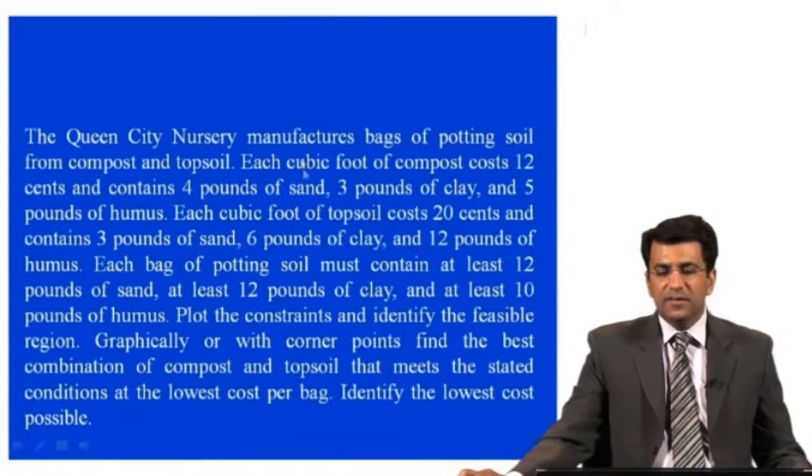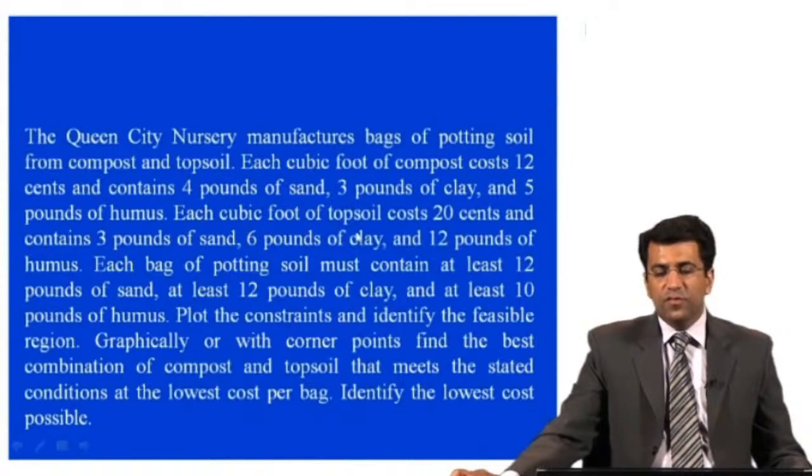Now we have the idea that each cubic foot of composite costs 12 cents, and 12 cents means 0.12, that is the 12th part of 100. So 0.12 is the cost for a single cubic foot of composite. Now what are the constraints? Each cubic foot of composite costs 12 cents and contains 4 pounds of sand, 3 pounds of clay and 5 pounds of humus. Now these are actually decision variables, related to the composite and the topsoil.